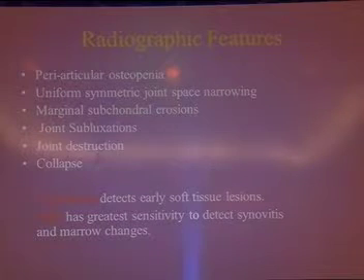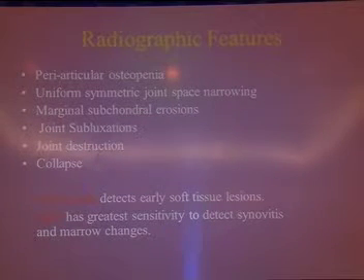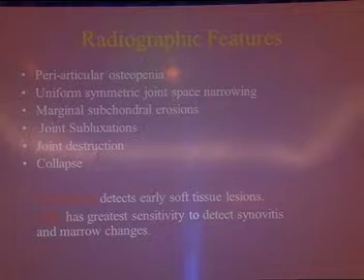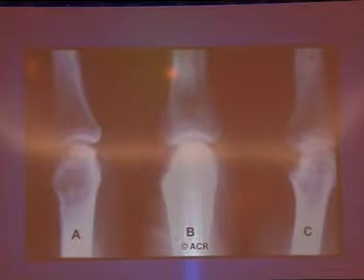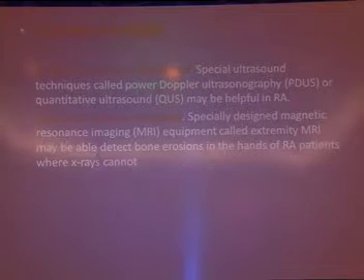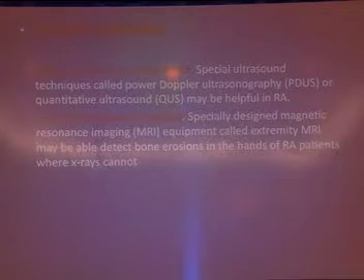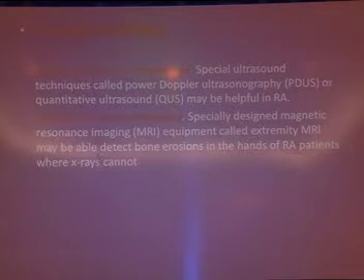Now, ultrasound detects early soft tissue lesions. That's a very important part. And the MRI has got the greatest sensitivity to detect synovitis and marrow changes. Now, this is an illustration of the X-ray changes, showing erosions, early erosions in rheumatoid arthritis. Now, imaging techniques we use are X-rays, DEXA scan, and ultrasound.